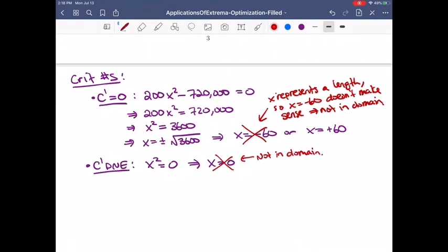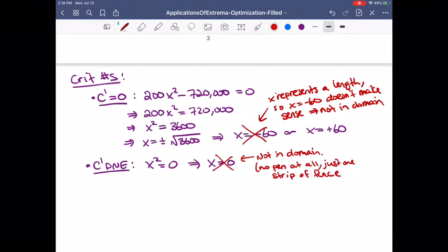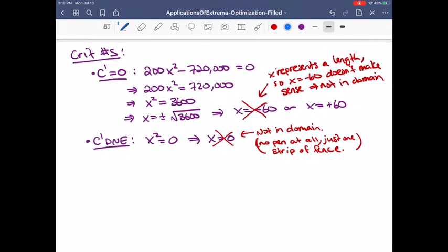because if one of my lengths is 0, it means that one side length is 0. It means I don't have a pen. So this is like no pen at all. If one side is length 0, I just have a strip of fence. And that's definitely not going to house Kaylin and Adam's chickens. So I think we should get rid of that. So our only critical number is x equals 60.